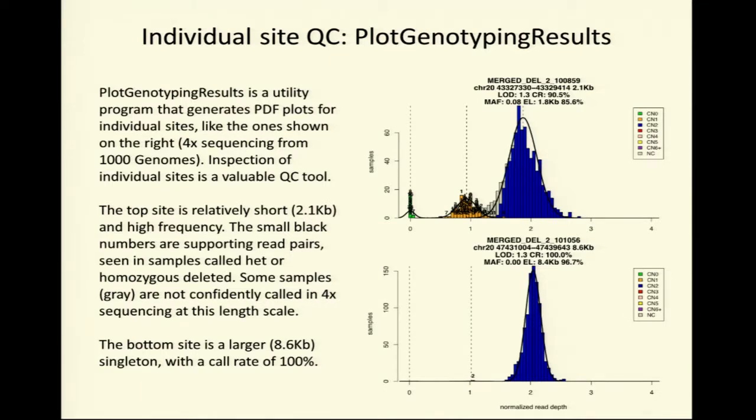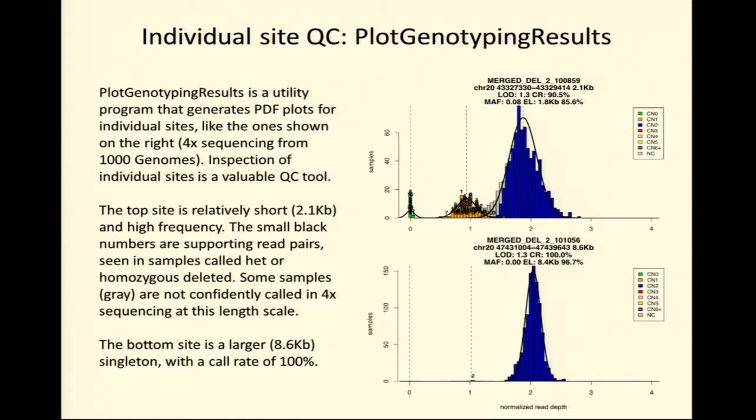This is a pretty high frequency deletion. The samples in green here were confidently called as heterozygous deleted. The orange, I'm sorry, the green are homozygous deleted. The orange are confidently called as heterozygous deleted. The gray samples are going to have genotype likelihoods, but they're going to be below 95% confidence because they were falling in between the copy 1 and copy 2 clusters here.